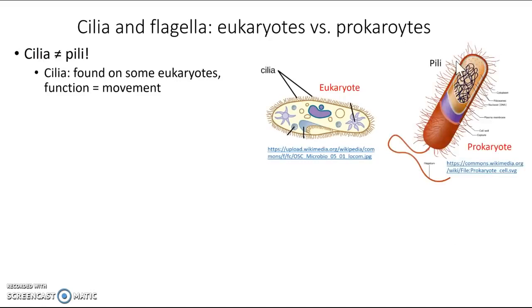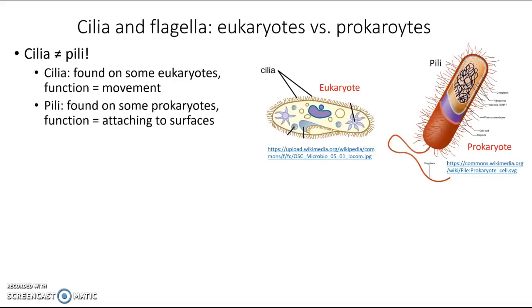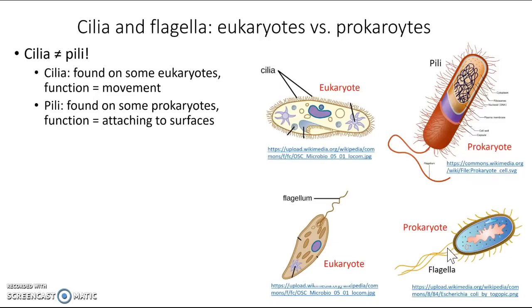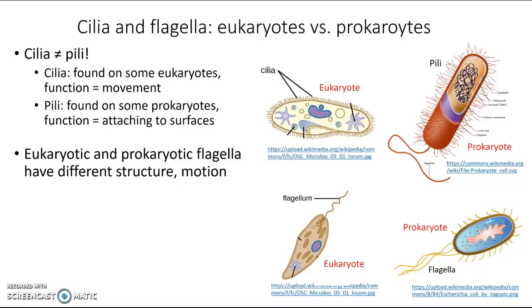But a prokaryotic cell that has little fuzzy structures around the outside has pili instead, and if you remember, those are used for attaching to surfaces. So they're made of something slightly different and they have a different function for the cell. How about flagella? Well, here's that eukaryotic cell with a flagellum again, and here's a prokaryotic cell. You can see it also has some flagella, and this one also happens to have some pili. They are used for the same thing. They're used for motion in both the eukaryote and the prokaryote, but they're not quite the same. They have slightly different structures and they move in slightly different ways as well.